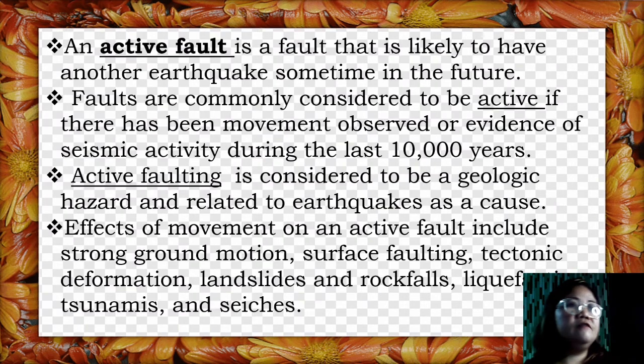An active fault is a fault that is likely to have another earthquake sometime in the future. Faults are commonly considered to be active if there has been movement observed or evidence of seismic activity during the last 10 years. Active faulting is considered to be a geologic hazard and related to earthquakes as a cause. Effects of movement on an active fault include strong ground motion, surface faulting, tectonic deformation, landslides and rock falls, liquefaction, tsunamis, and seiches.